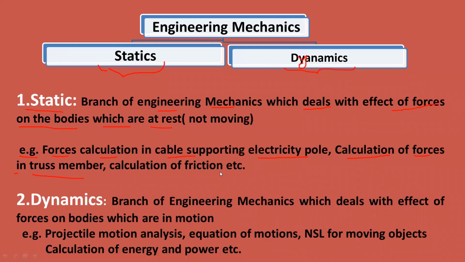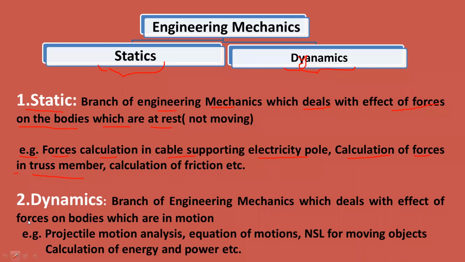Then the calculation of friction. Okay, so these are some examples of the static calculation. So in all these examples, the bodies or the objects will be in the rest condition, that is, stationary. Then the second section is the dynamics.